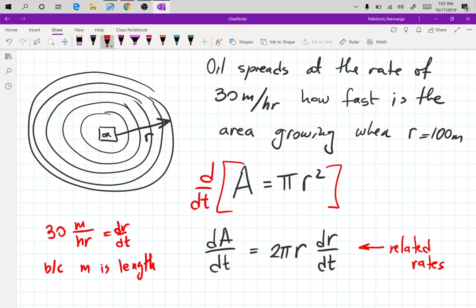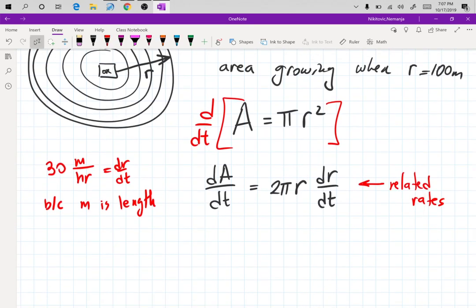Awesome. And then when r equals 100 meters, that's not a right. So now they ask, how fast is the area changing? Well, that's dA/dt, right? Did we all agree that when you do it in terms of time, it's how fast you're changing area in time? So that's dA/dt equals 2 pi, r is 100, and the other one is 30.